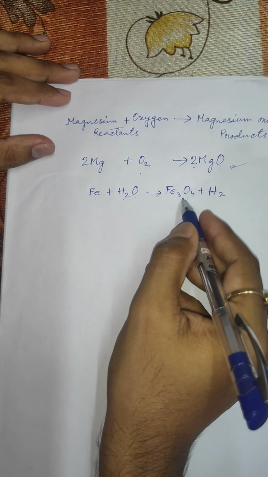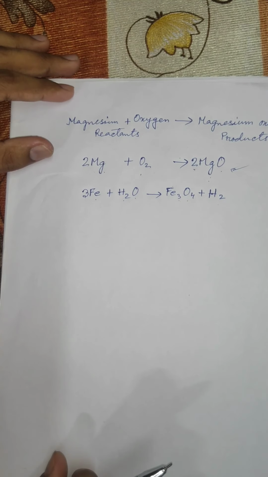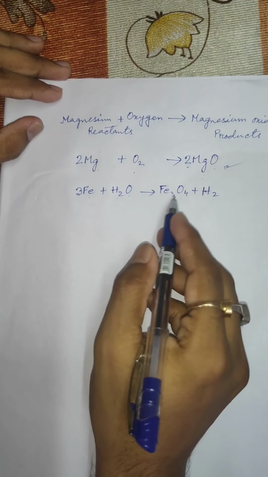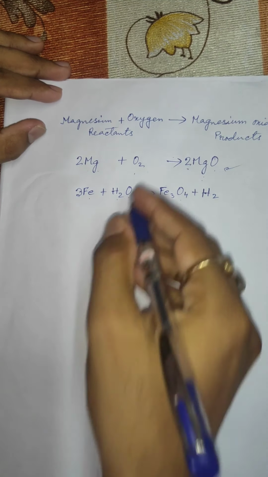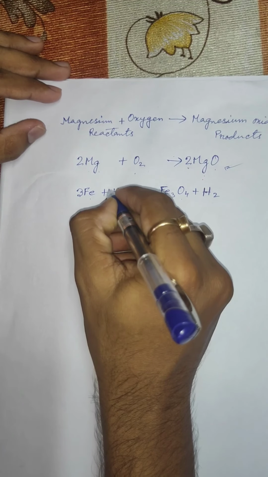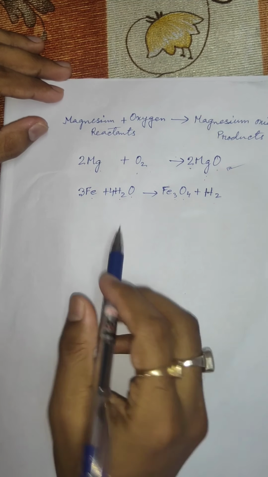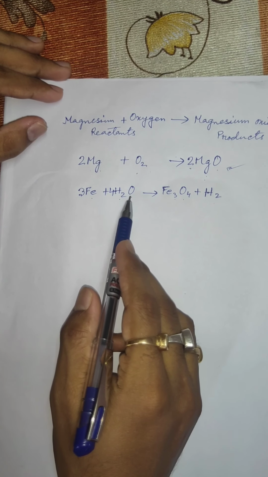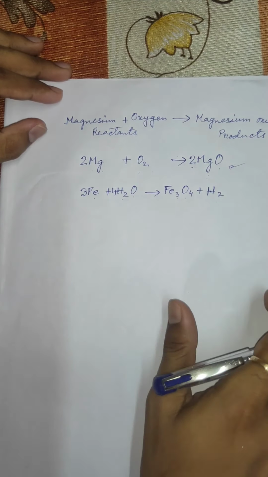Fe3 is there in the suffix, 3 atoms of iron. So we must put 3 in the prefix of the iron atom. So see, iron is balanced. And what about oxygen? There are 4 atoms of oxygen. So what can we do? We can put the 4 in the prefix of the H2O, I mean the water molecule. So there will be 4 atoms of oxygen on both sides, LHS and RHS.